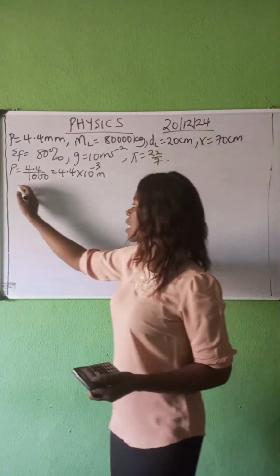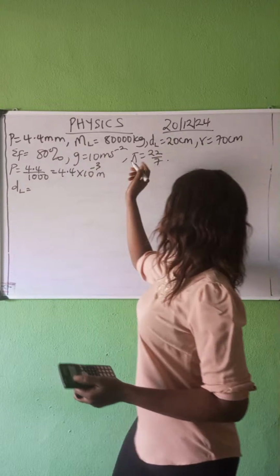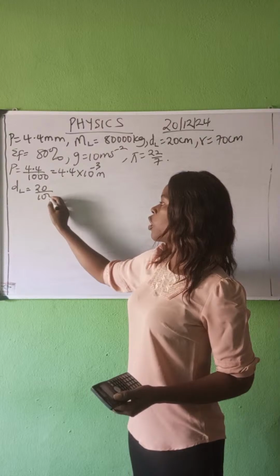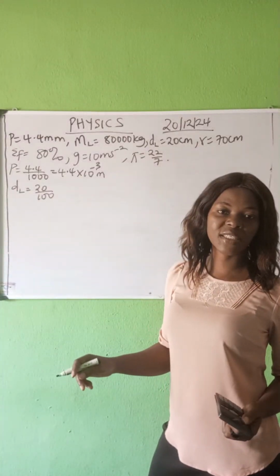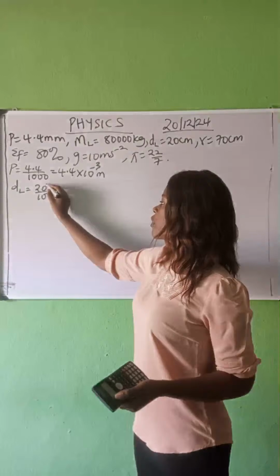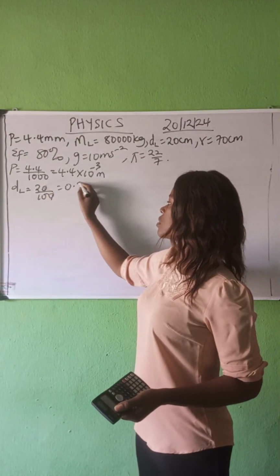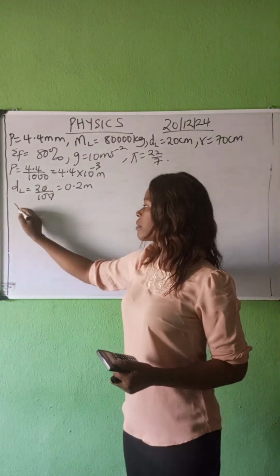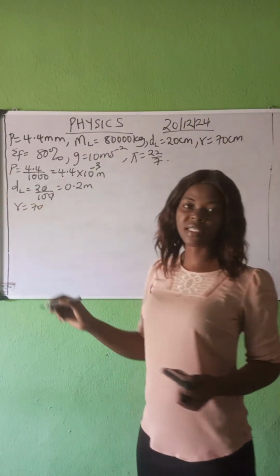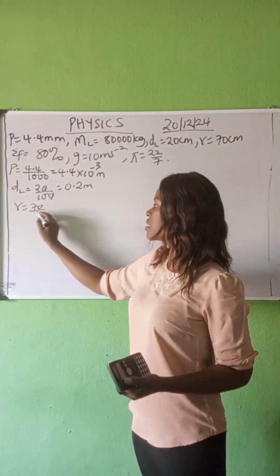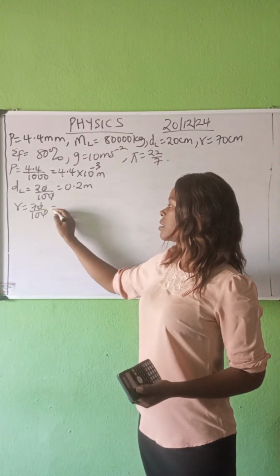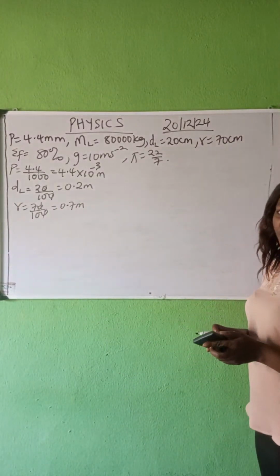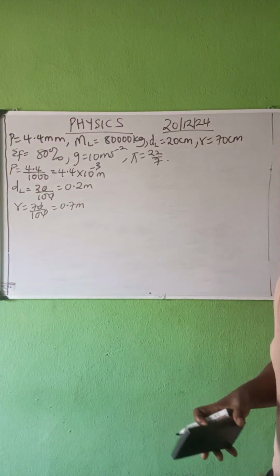The distance moved by the load is given as 20 centimeter, so I divide by 100, because to convert centimeter to meter, you divide by 100. So I'm going to have 0.2 meters. Now my radius R is given as 70 centimeter. Still we divide by 100, so we have 0.7 meters. Is that okay?